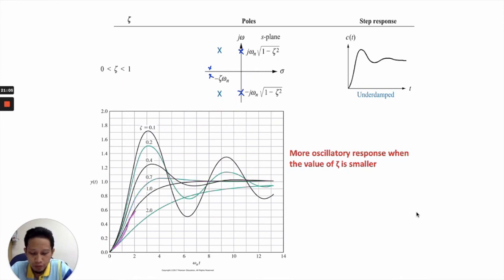This is the critically damped system where we have zeta equals 1, and this is the overdamped system where we have zeta equals 2. You can see the difference between the overdamped and the critically damped, where the transient response for the critically damped is much faster as compared to the overdamped. So what you need to remember is that more oscillation will occur when the poles are located close to the j omega axis.